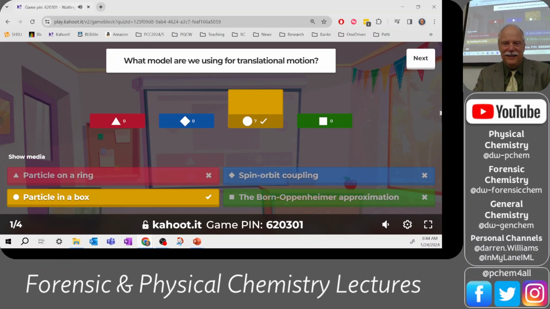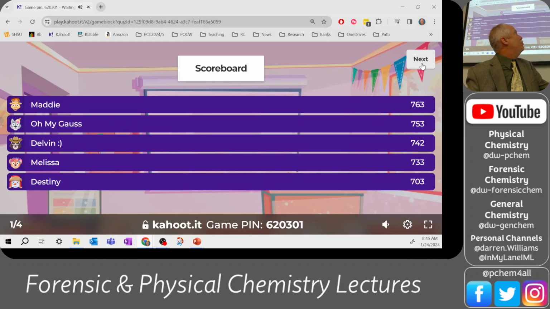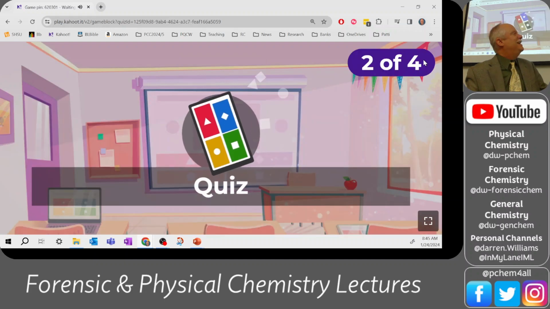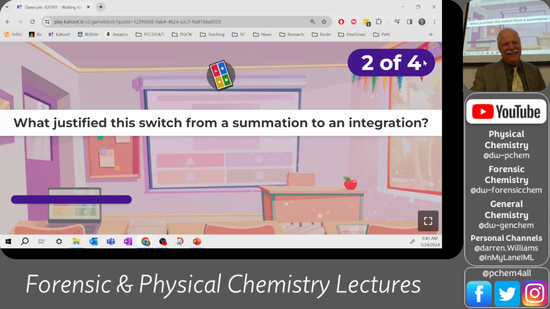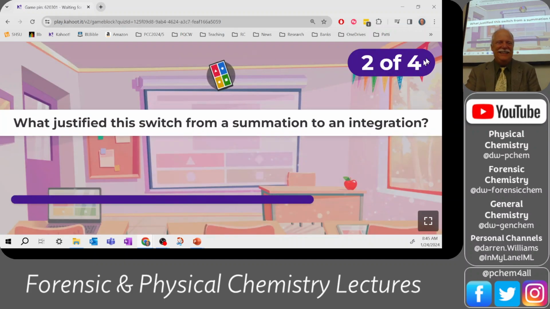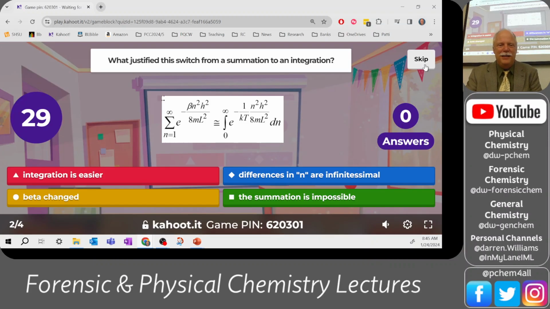Particle in a box. All right, very good. So let's see. All right, it's on. What justified the switch from summation to integration? Because we did that. We went from a sum to an integral right there in that graphic.